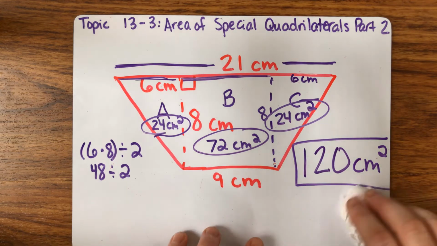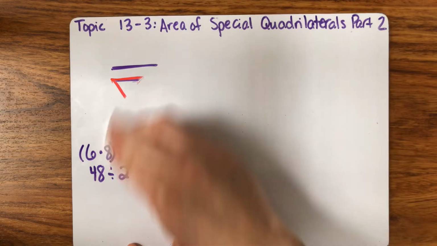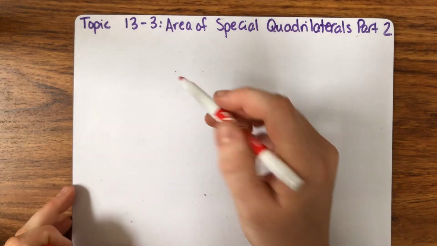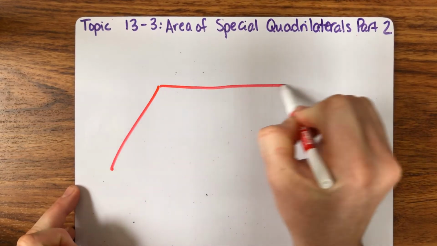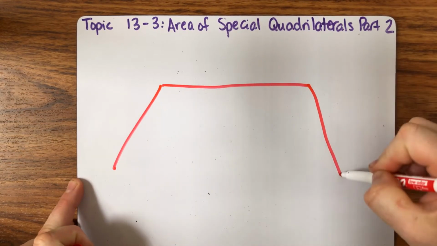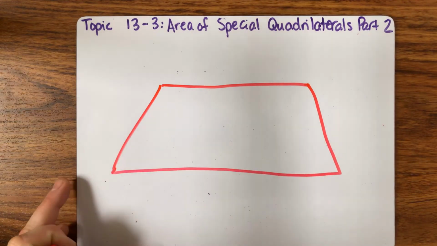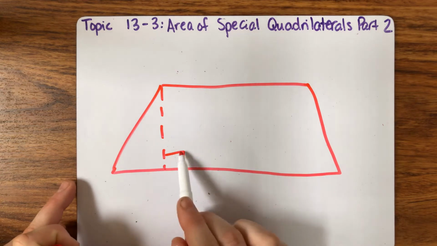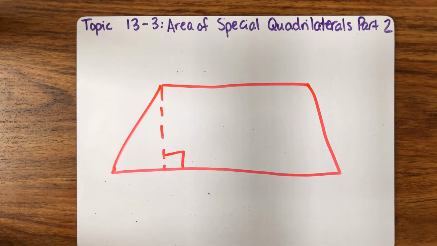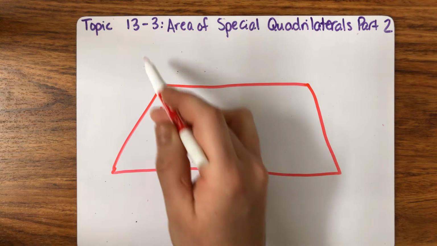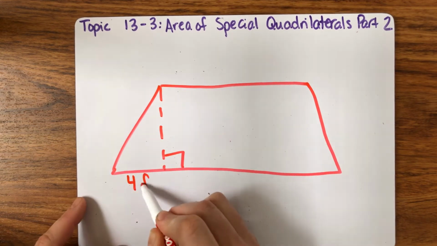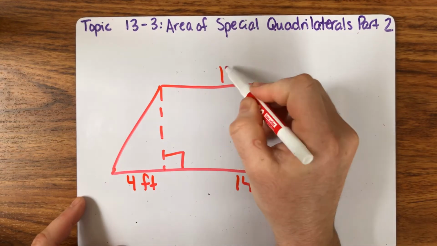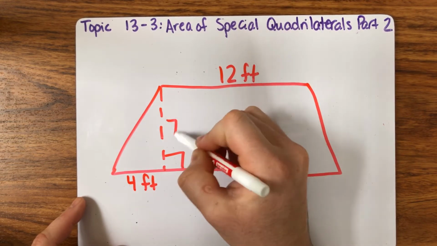And the last one I do want to go over as well was the last problem on the Google form. All right, so the trapezoid looked like this. Not the best trapezoid, but you get the picture. Again, we see that square, that means it's a right angle. So we know that that's the height of something. And then we were given 4 feet for that. For this, we were given 14 feet, 12 feet, and 7 feet.